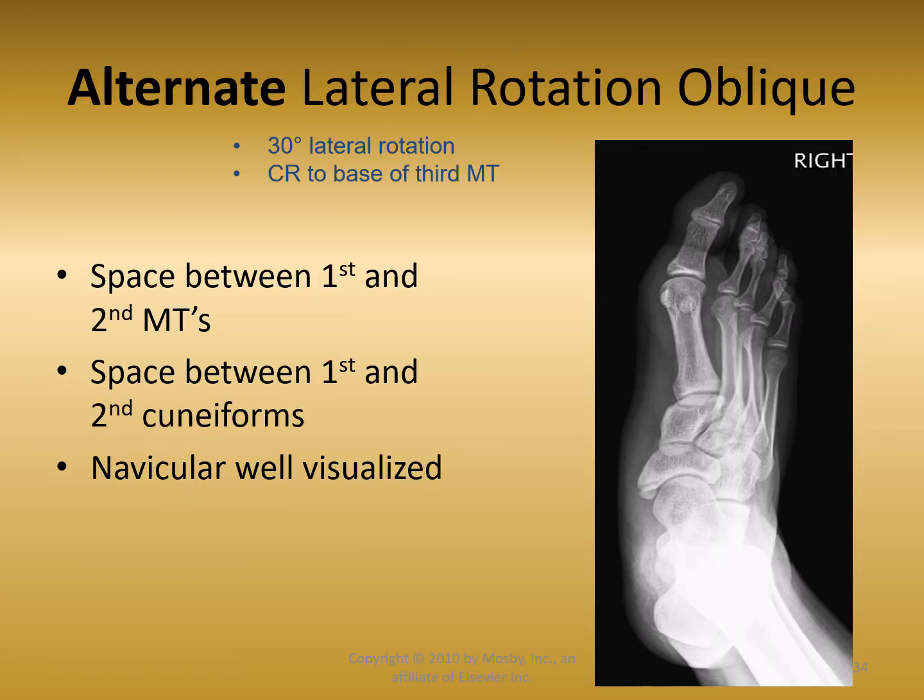All right, so this is an alternate oblique position. Instead of our routine position, where we rotate medially, taking the big toe and rotating it towards the IR, and creating some nice separation between metatarsals 2, 3, 4, and 5, in this case we're going to rotate the foot laterally, bringing the big toe up away from the IR and creating space between the first and the second metatarsals.